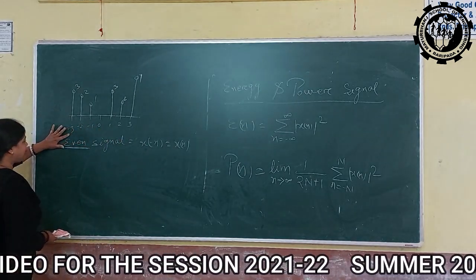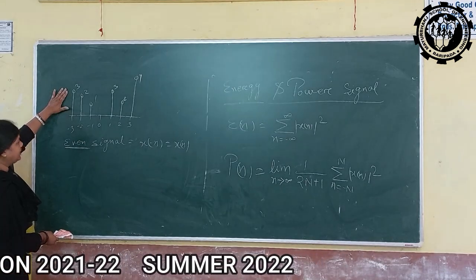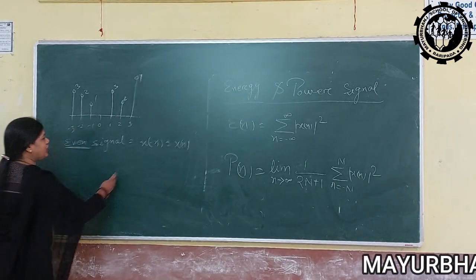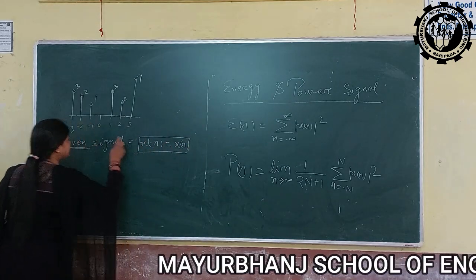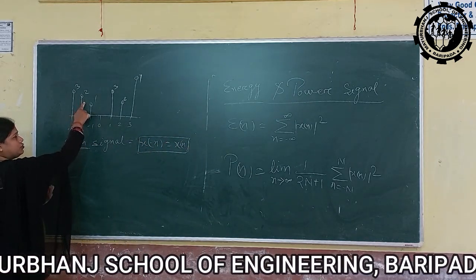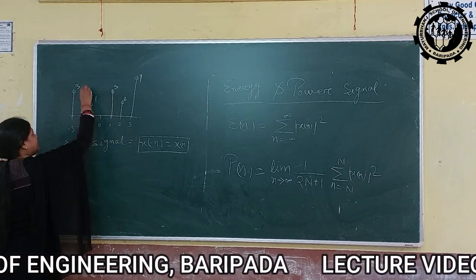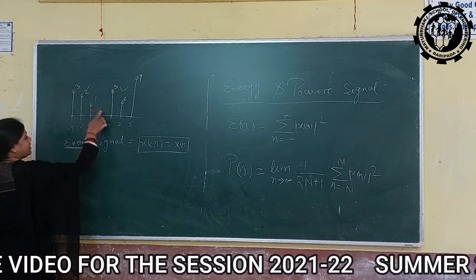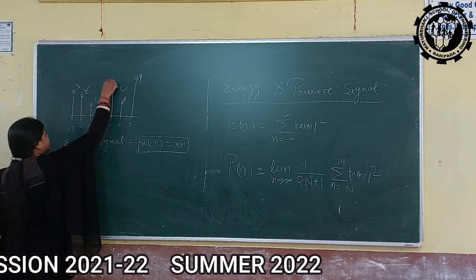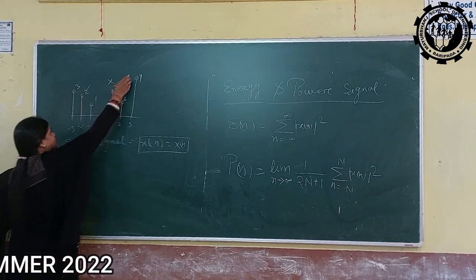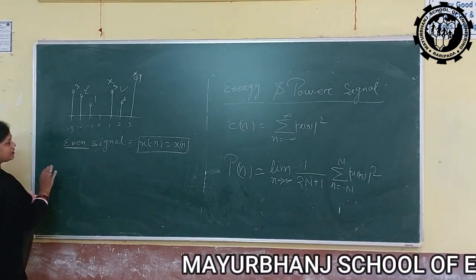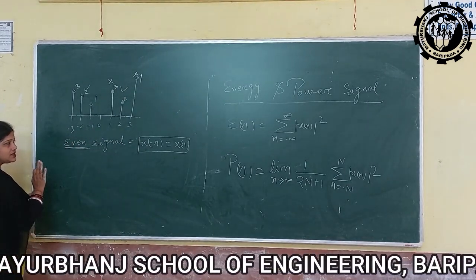So x of minus 3, its value is 3, and x of 3, its value is 4. So that condition is not satisfied. X of minus 2 is equal to 2, x of 2 is equal to 2. That satisfies the condition. X of minus 1 is equal to 1, x of 1 is equal to 3. That is also not satisfied. That means from the above we conclude that it is not an even signal.